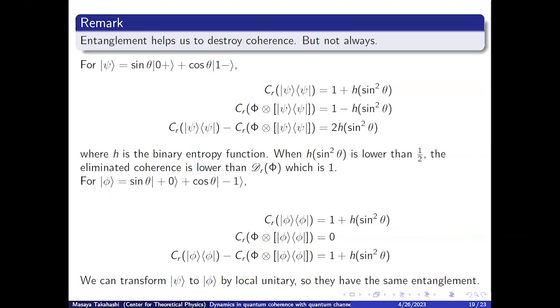So if we have another input state phi, which has the same entanglement as the psi, the destroyed coherence amount is 1 plus h of sine squared theta. So this is greater than the generalized decohering power. It depends on the theta, but if you have some value greater than zero, it always surpasses the generalized decohering power. So sometimes entanglement helps us, but sometimes not.